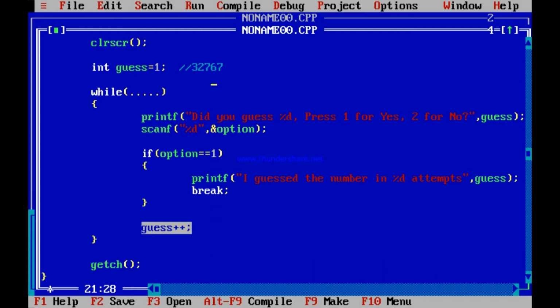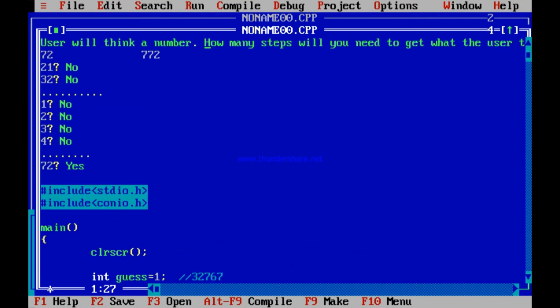So what is this while loop? If you remember, this while loop does not need any condition. This while loop can be 1. While 1 means it is an infinite loop. You keep on going through the loop, and there is a break point within this while loop. If I have got the number, you break out. So this is how you understand, this is how you write the program. So let me write the program.